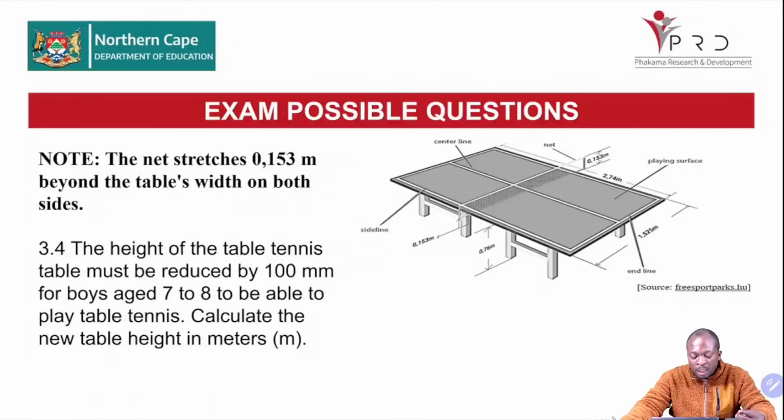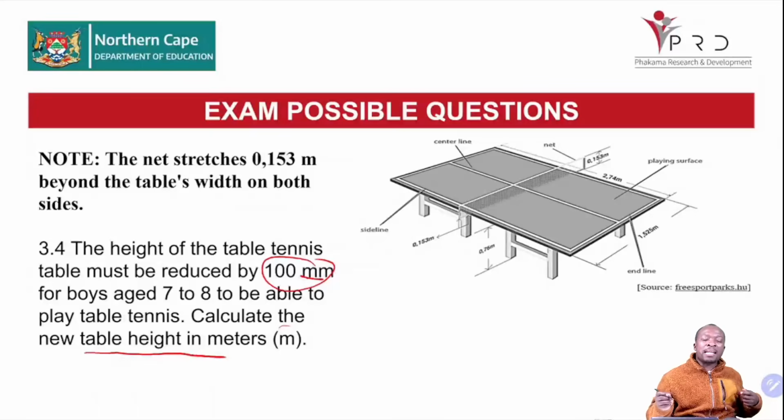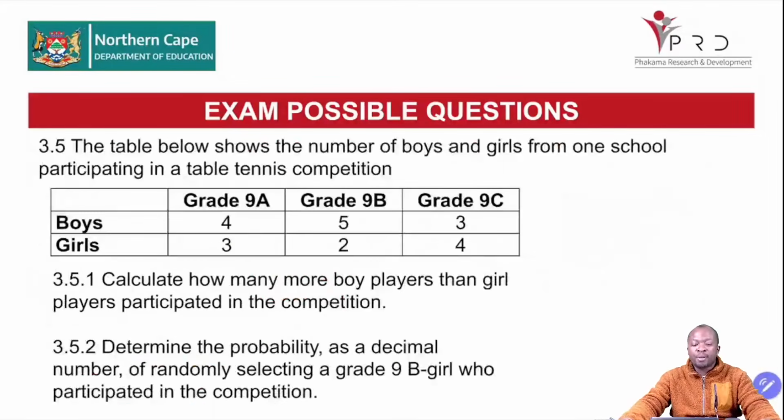3.4. The height of the table tennis table must be reduced by 100 millimeters. It must be reduced, meaning it might be brought down a little bit. For boys that are aged 7 to 8 years to be able to play the table tennis. Calculate the new table height in meters. So you see, they have given you a value which is in millimeters and they want the answers in meters. So it demands that we pause, look at the question and respond appropriately. But I believe that you will be able to get them correct. Let's go to 3.5 then.